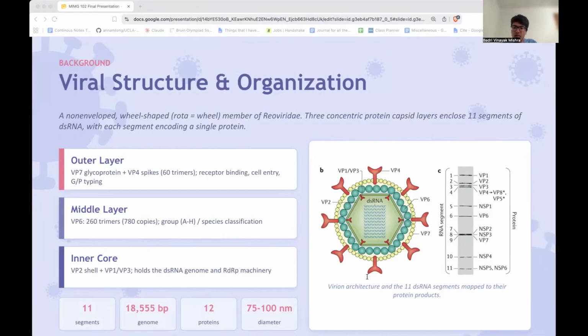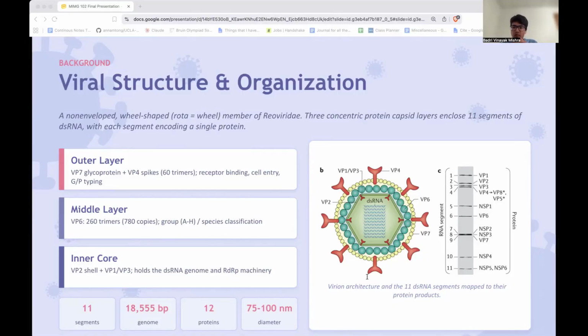The outer layer is VP7 plus VP4 spikes. Those handle entry and define the G and P strain types. The middle layer is VP6, which sets the groups A through H, and group A is the one which causes the most disease. The inner core is VP2 plus VP1 polymerase and VP3 capping enzyme.